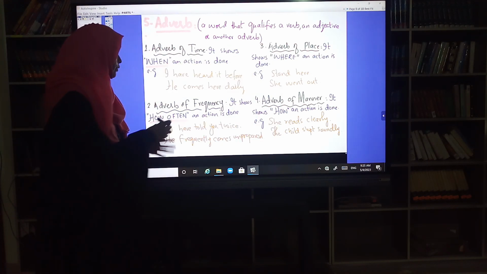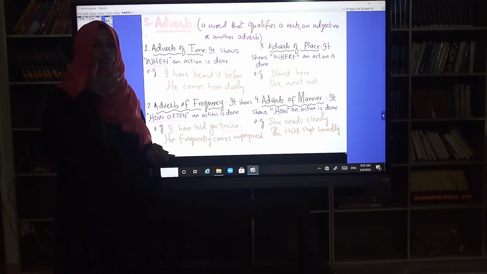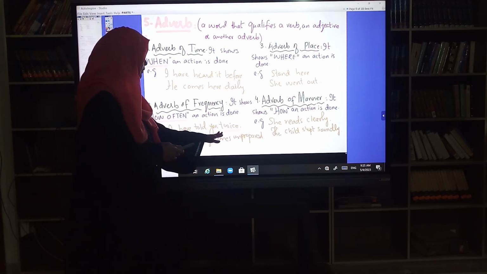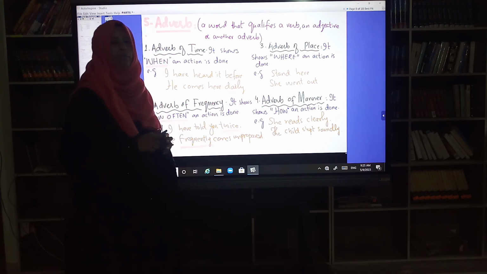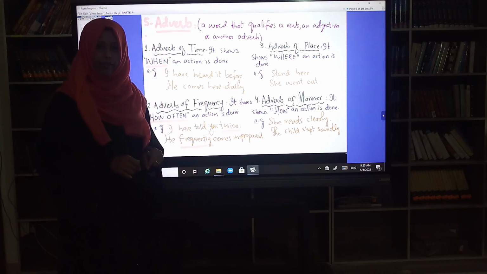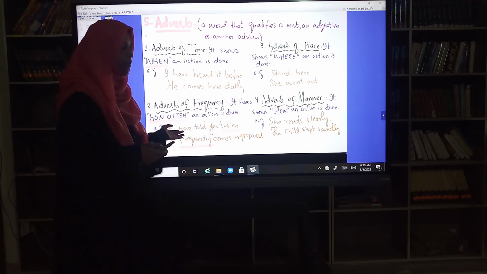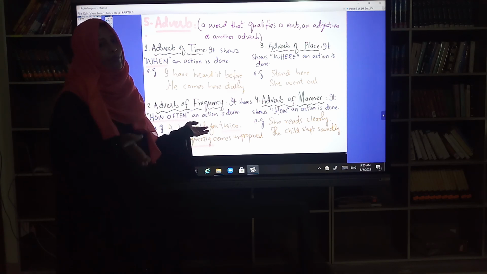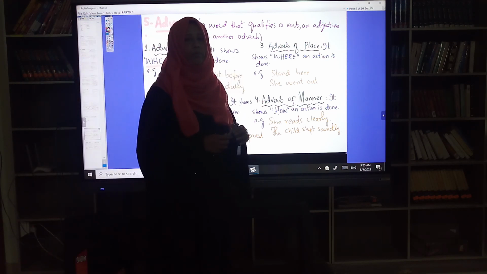Example is, I have told you twice. So it shows repetition of an action. That is, twice I told you. So this is what you call adverb of frequency. Then, he frequently comes unprepared. Now in this sentence, frequently refers to adverb of frequency, because it also, like for example often, like for example always, all these are known as adverb of frequency because they show repetition of an action, how often an action is done.